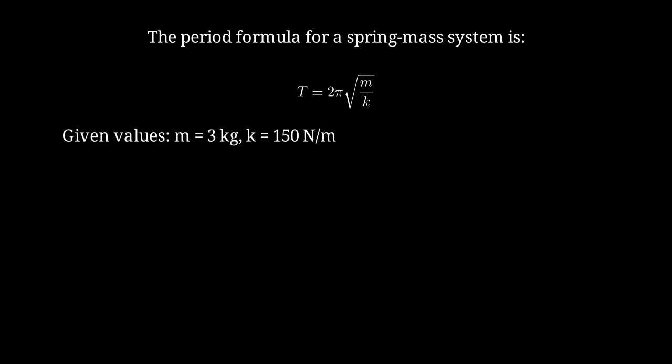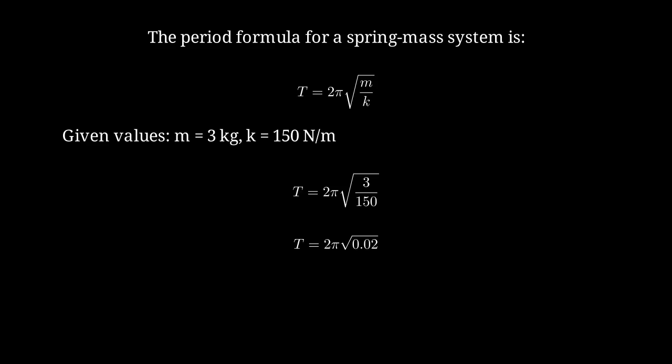Now let's calculate the period of oscillation using the spring mass formula. The period formula for a spring mass system relates mass and spring constant. T equals 2 pi times the square root of m over k. We're given mass equals 3 kilograms and spring constant equals 150 newtons per meter. Substituting our values, T equals 2 pi times the square root of 3 over 150.